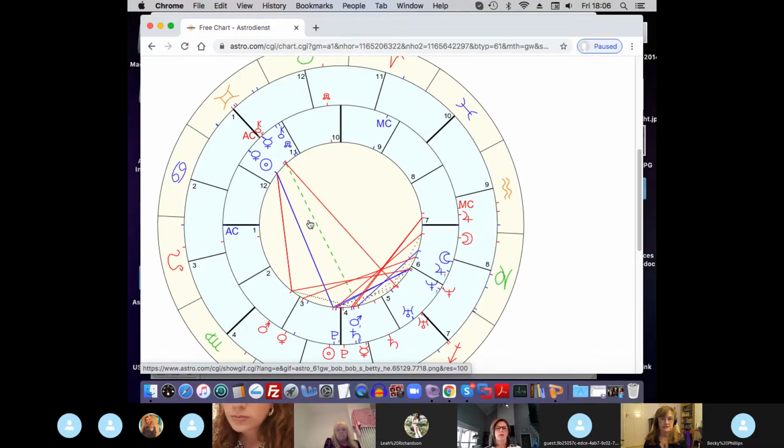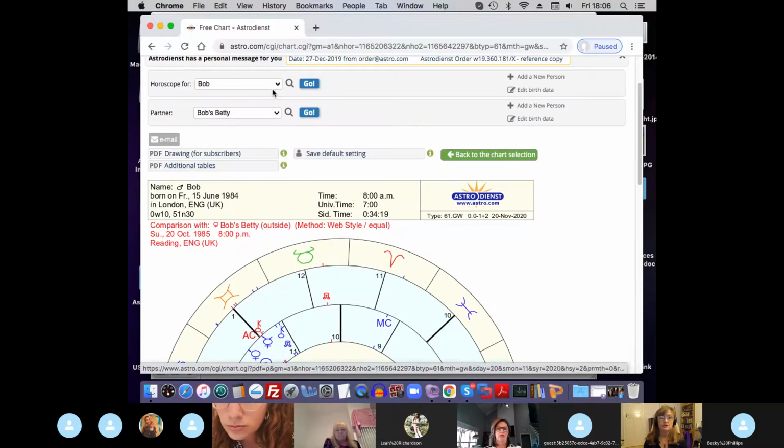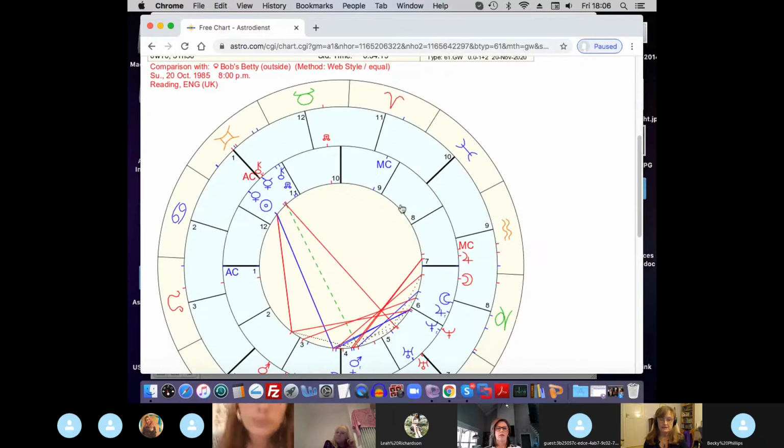So we've got Bob's details as chart number 1, because you could reverse it. You could have Betty at the top and Bob at the bottom, but the person in the middle in blue, where it says ascendant, those signs of the zodiac will correspond with his chart. And then we've put her details on the outside.